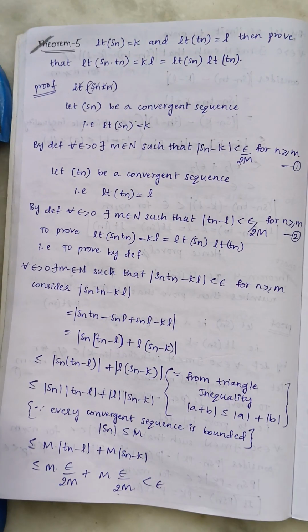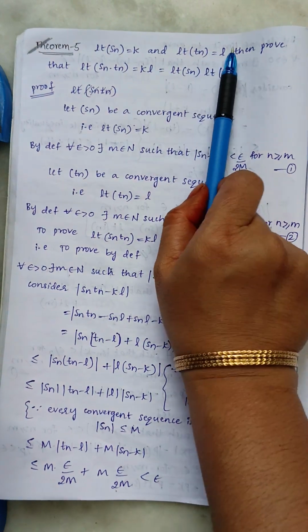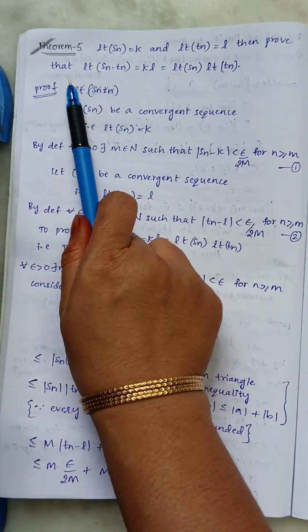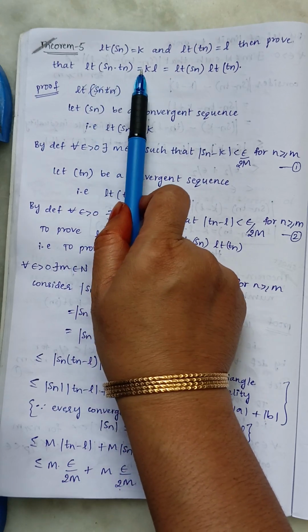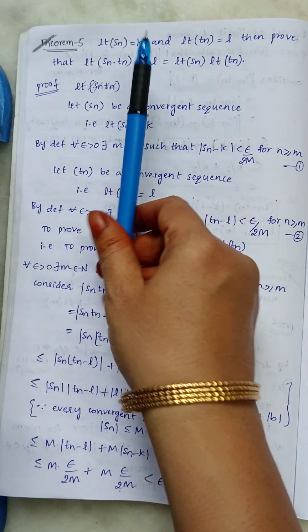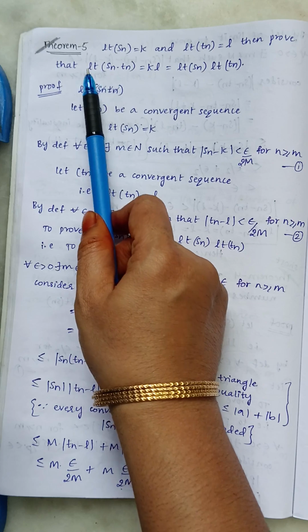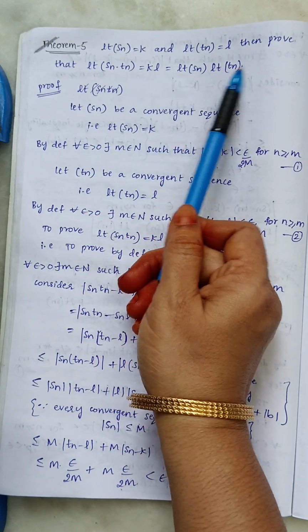Now we will see one more theorem. Limit of Sn equal to k and limit of Tn is L, which is given, and limit of Sn into Tn we can prove as k into L, that is nothing but limit of Sn into limit of Tn. That means when you are taking the product of any two sequences, then we can split the limit for that product also, limit of Sn into limit of Tn.